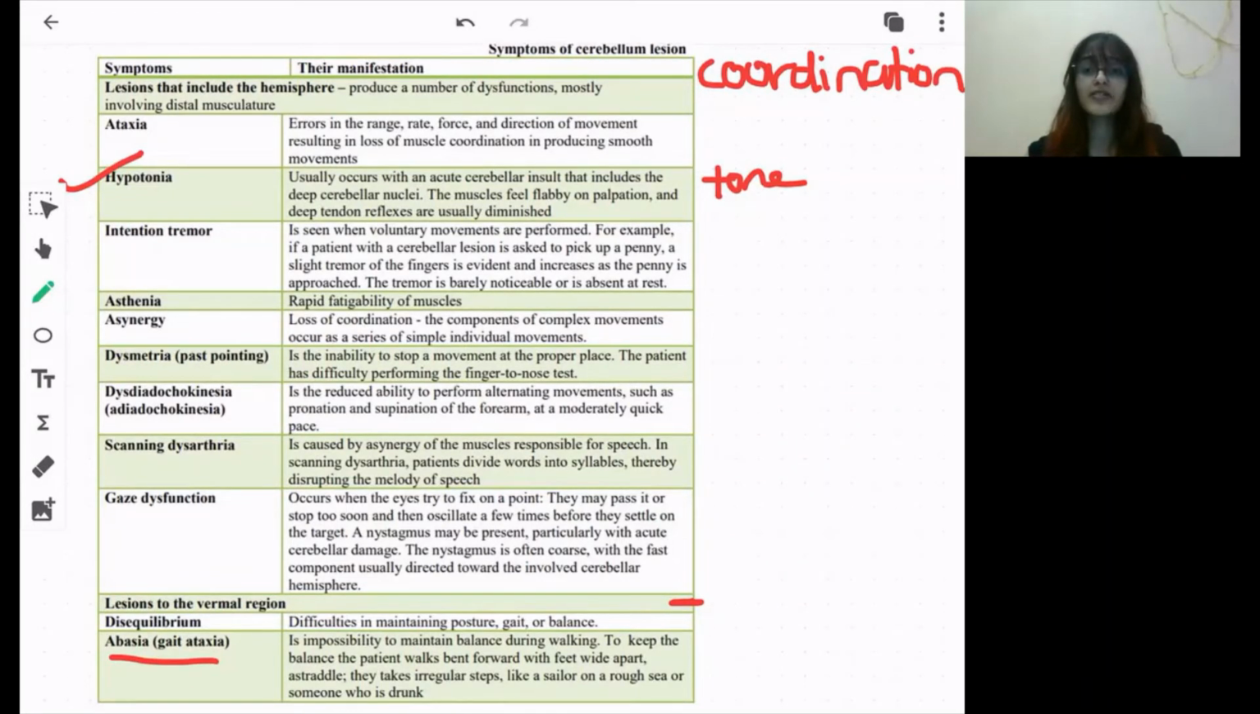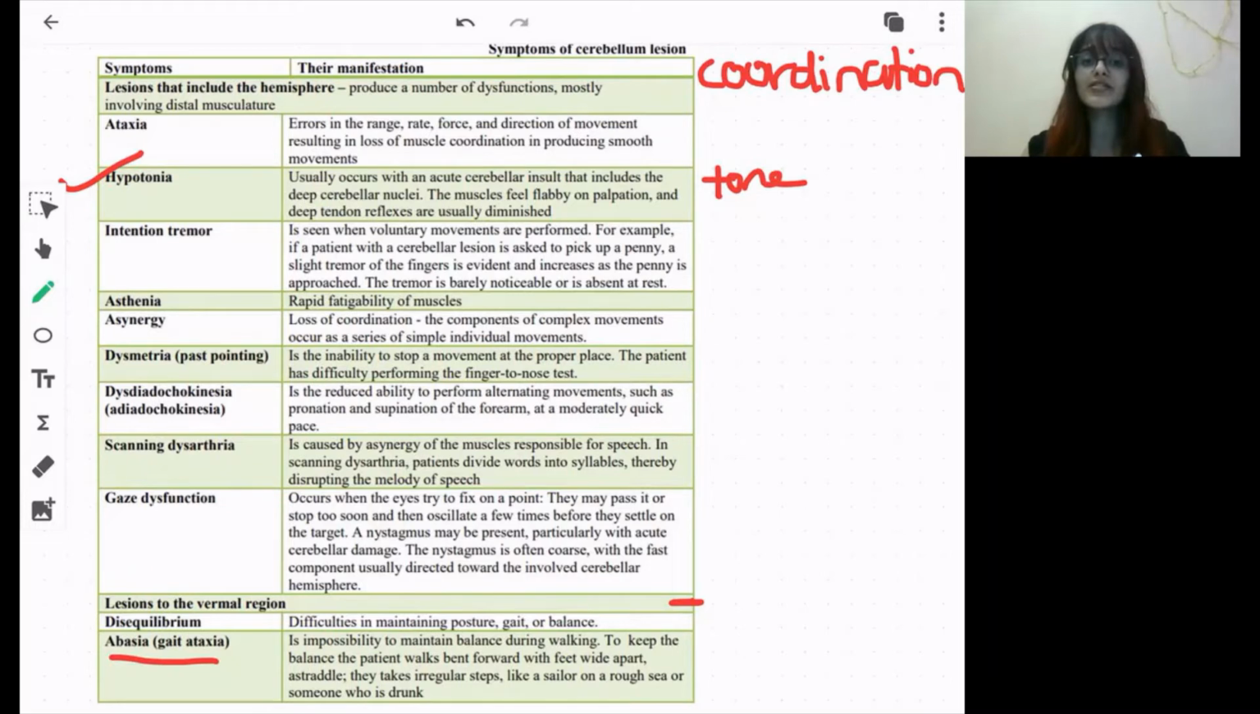Next is intention tremor. So intention means the tremor is not present at rest. It is only when you are intending to move something. For example, again, if I have to pick up my pen to move my hand, only when I'm trying to move, the tremor is seen. It is not seen when the hand is at rest.